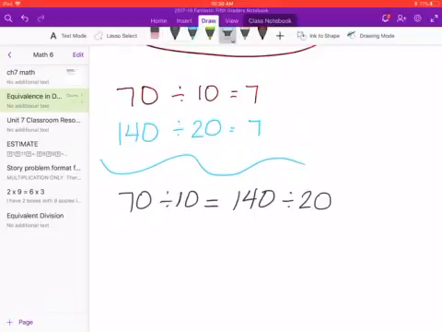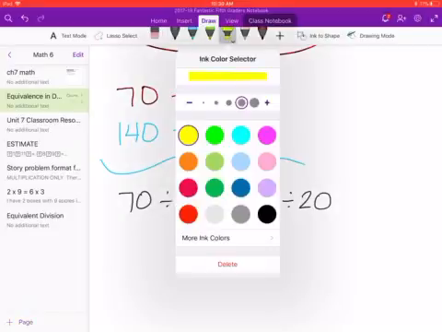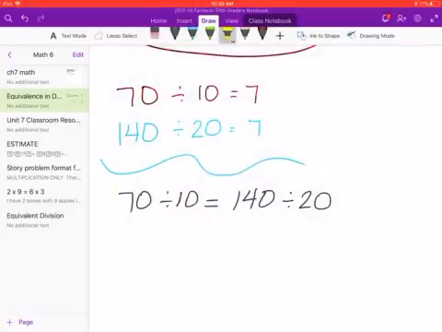Okay, and think about the relationship between these numbers, 140 and 70. Well, if I multiplied 70 times 2, I got 140. I also had to multiply 10 times 2, because twice as many balls showed up, so I needed twice as many clowns.